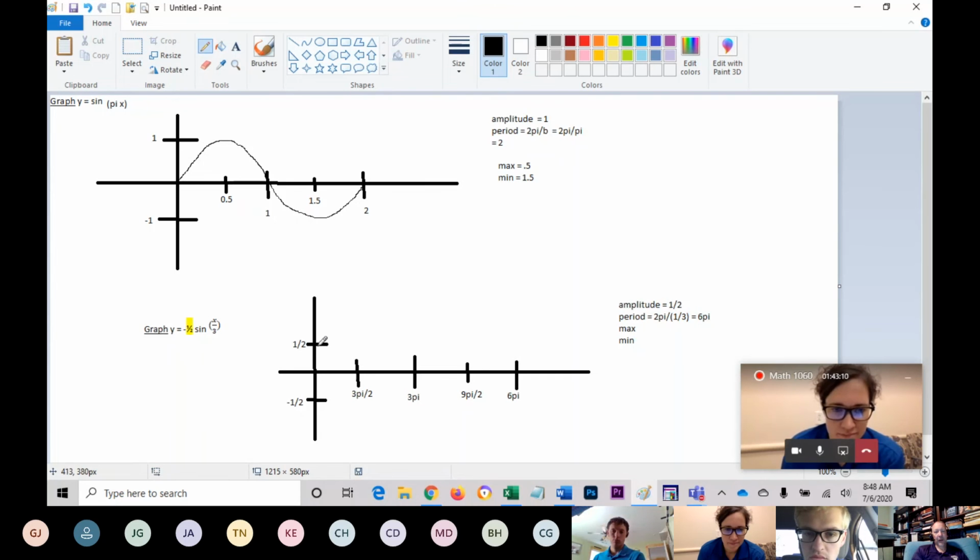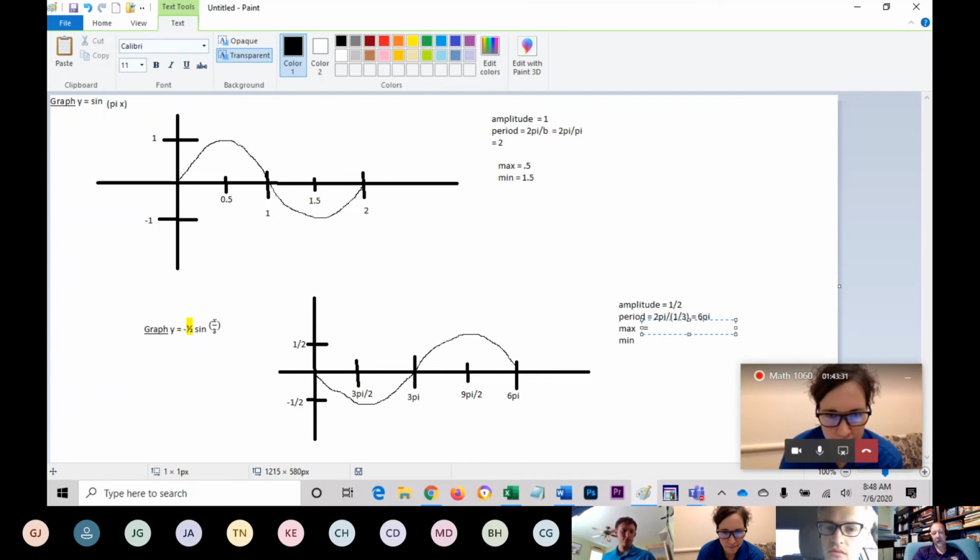Okay. And we're starting at the origin. You're going to go down to 1/2 at the 3 pi over 2, and then to 0 at 3 pi, and then up to 1/2, and then back to 0 at 6 pi. Okay. So as we finish our table here, our maximum is where? The maximum is 9 pi over 2.